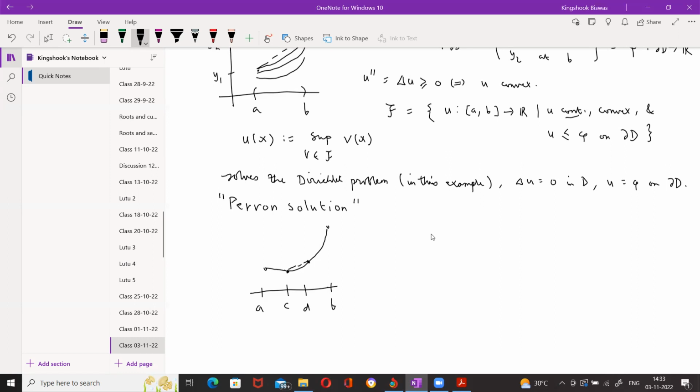So in higher dimensions, what would we do? In higher dimensions, we have some domain D. And instead of convex functions, we look at subharmonic functions in this Perron family. So we have to define a notion of subharmonic for continuous functions. We're going to do that. But first, let me just assume that we have a definition of subharmonic for just continuous functions.